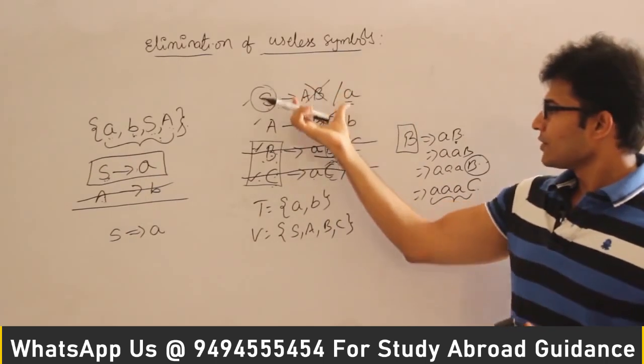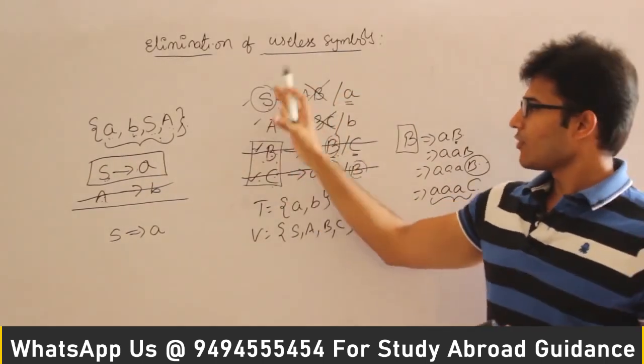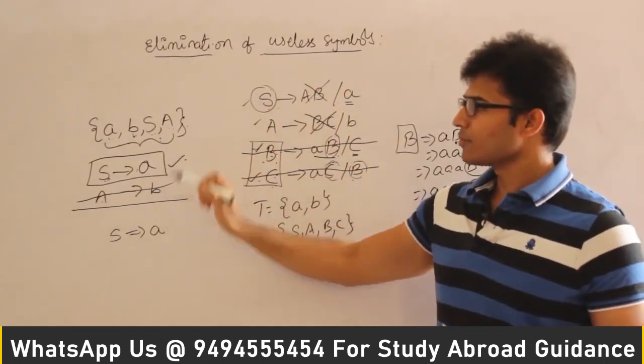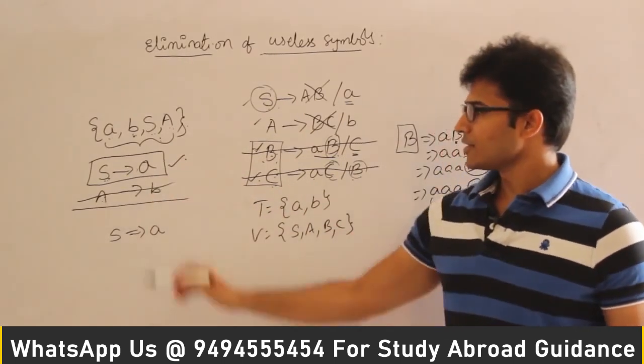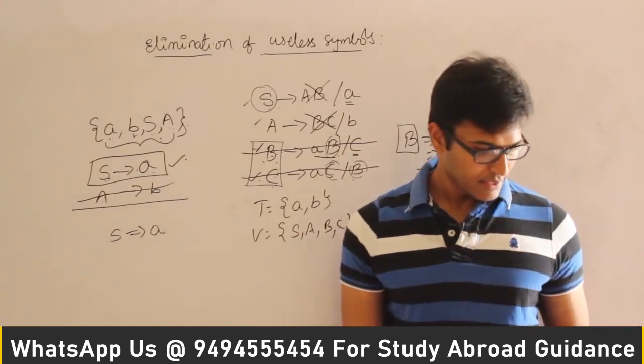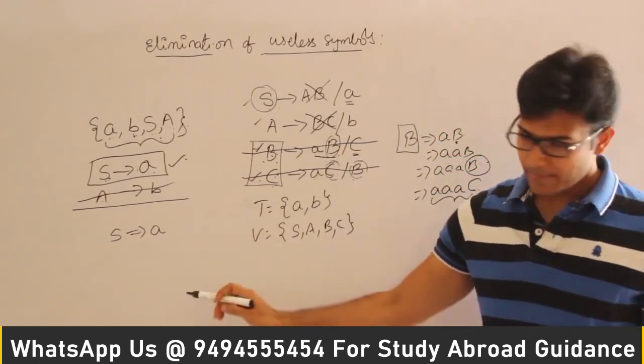Even though the grammar is looking this big, after simplifying the grammar we get only one production, which is nothing but S derives A, and the language generated by the grammar is simply small a. Okay, we shall see more examples.